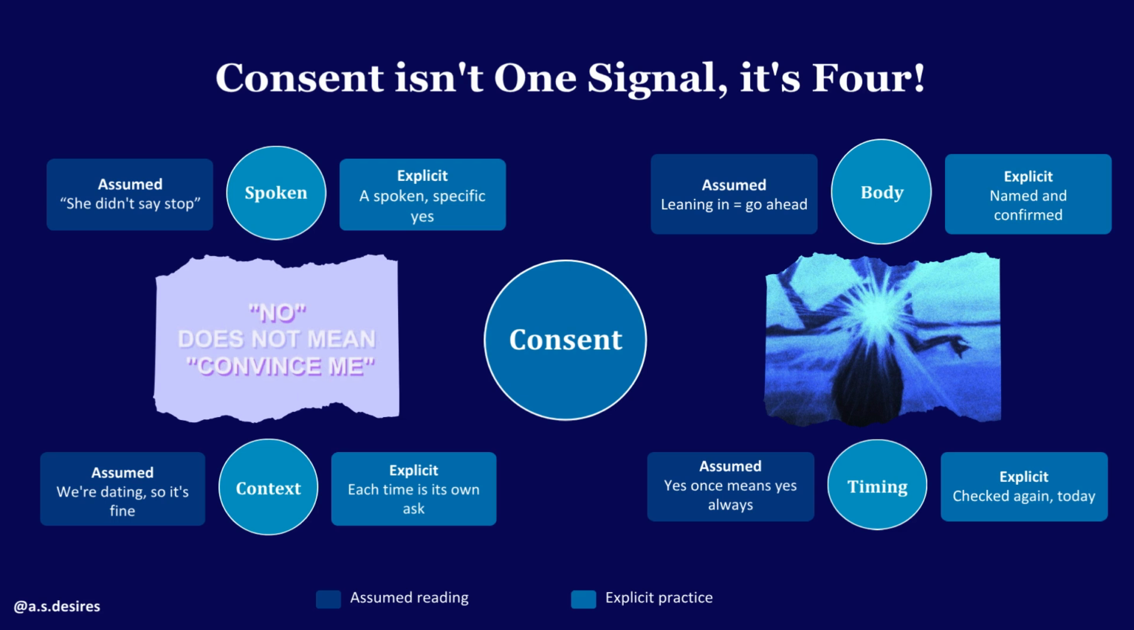Timing. The assumed version says yes once means yes always. The explicit version checks again today, regardless of what was agreed to yesterday or last week. The pattern across all four categories is the same. Replace the guesswork with an actual check, every category, every time. That's the entire philosophy of this deck in one picture.